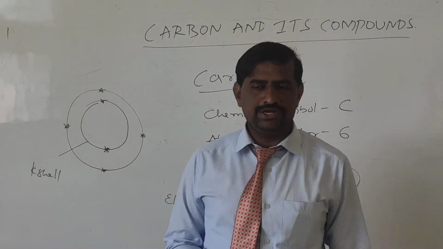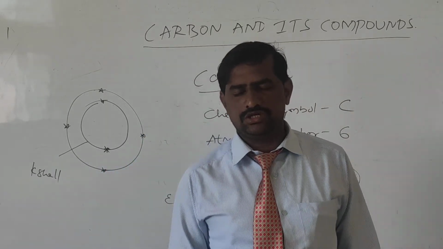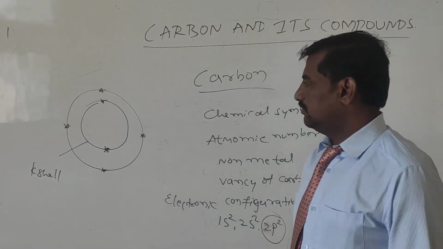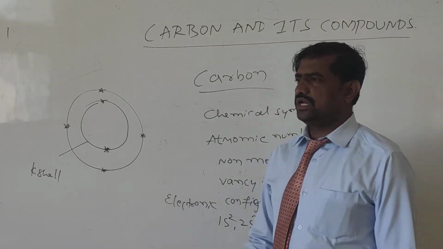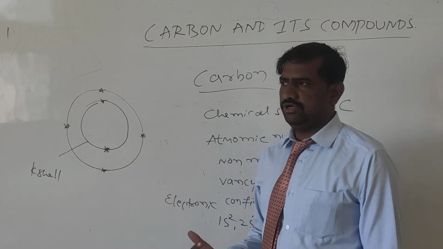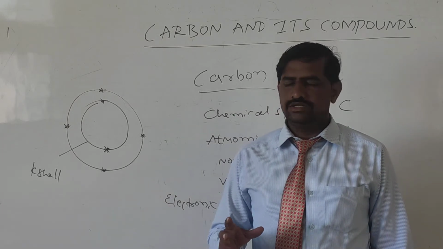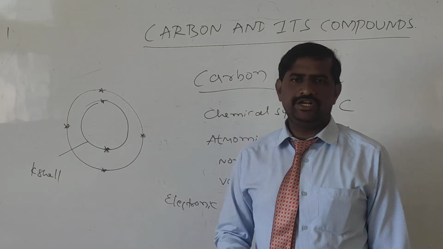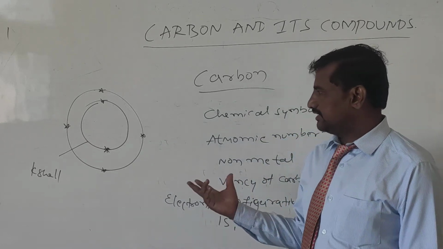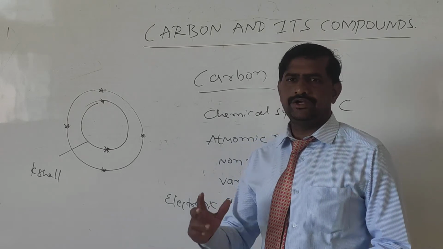So what are covalent compounds? The compounds formed by sharing of electrons are called covalent compounds. Okay, so in carbon, it is not easy to transfer 4 electrons or to gain 4 electrons. That's why carbon, instead of transferring, shares electrons. That sharing of electrons is what is called the covalent bond.